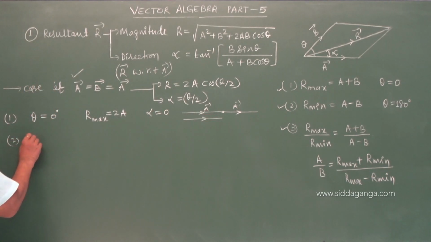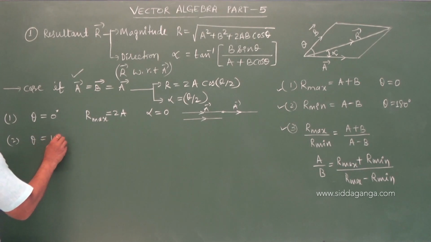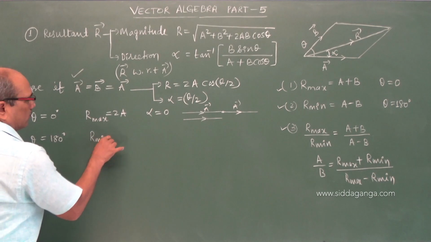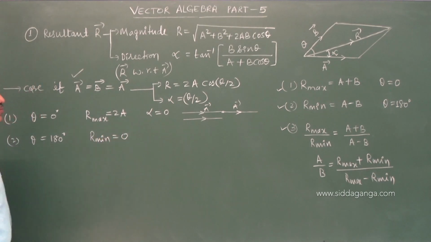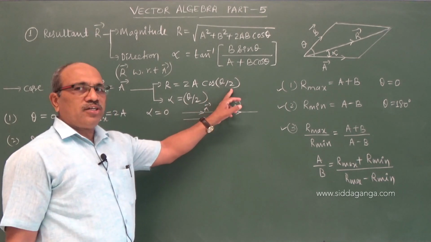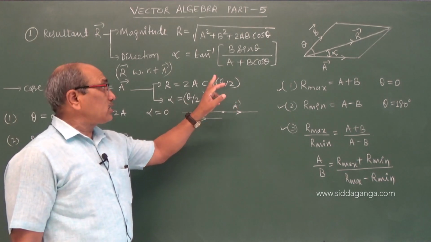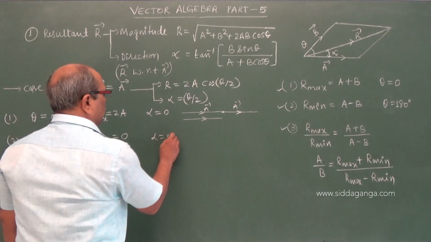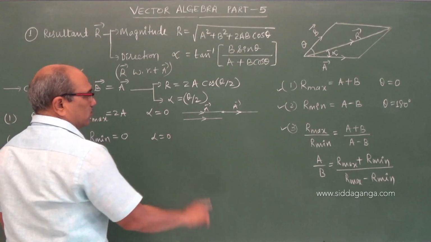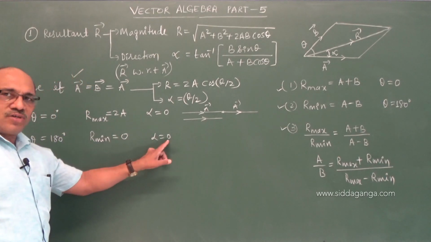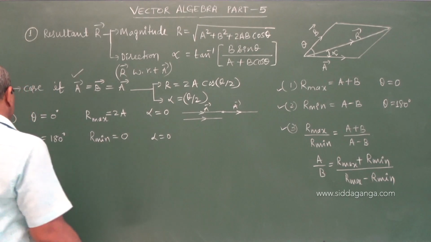Second case, when theta equal to 180 degrees, R is minimum, equal to 0, because cos 180 by 2 is cos 90, and cos 90 is 0. So that means alpha 0, no magnitude, arbitrary direction. No magnitude, no direction means arbitrary.